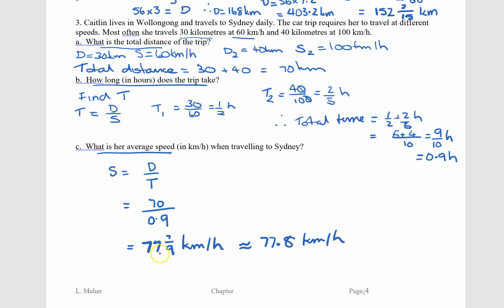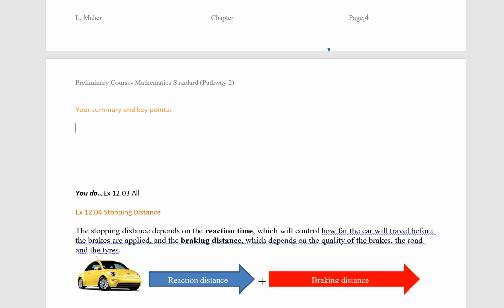Kilometres per hour, 77 and 7/9, and again just pressing the fraction button to turn your fraction into a decimal, I get 77.8. You should be ready now to write up some key points from that exercise to contribute to your summary and do 12 hours.